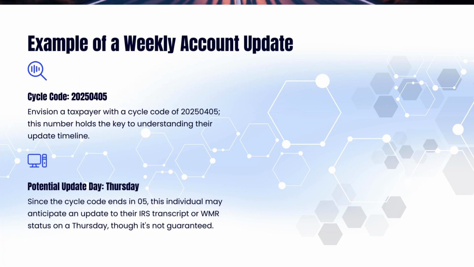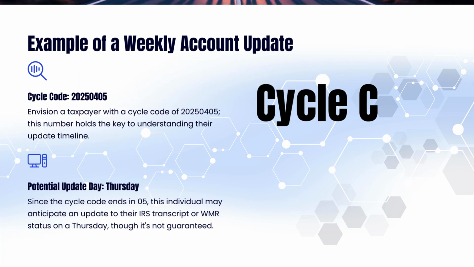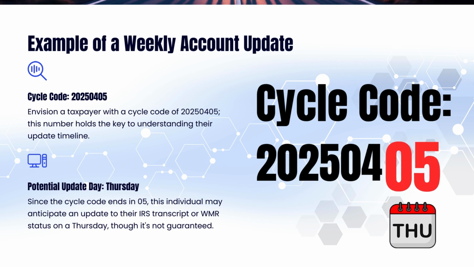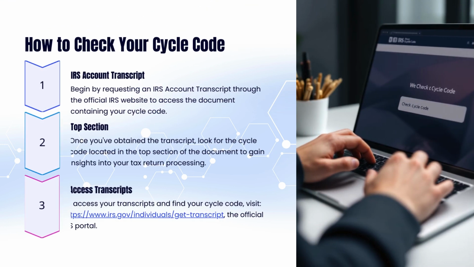Example of a weekly account update. Cycle code 20250405. Let's take a look at a different example, 20250405. This code shows us that updates are likely to happen on Thursday. And if your code ends in 05, remember, it's a bit more unpredictable, but Thursday is a good day to check for updates.